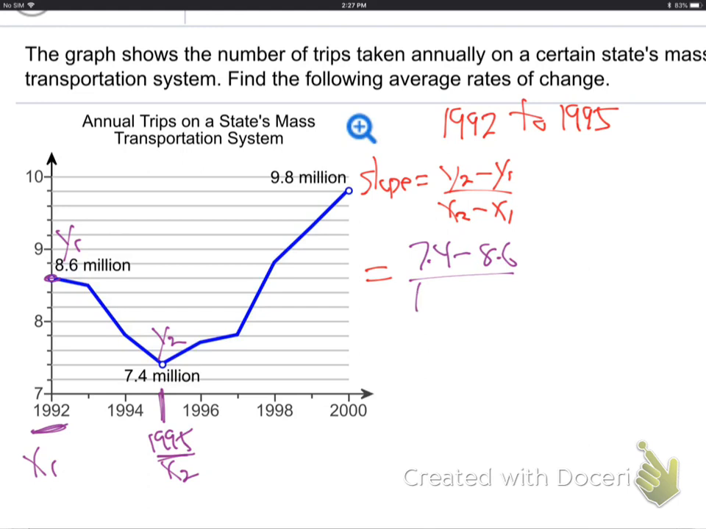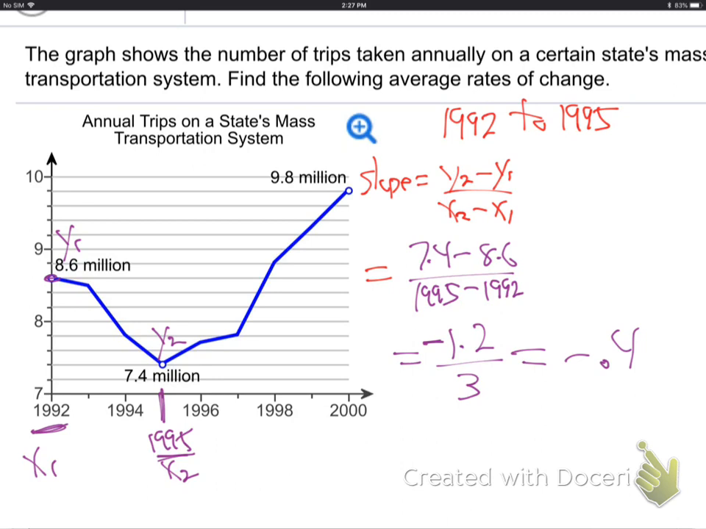And this is 1995 minus 1992. So what is that? Is it negative 1.2 over 3? Oh yeah, negative 0.4. That was the answer, wasn't it? Negative 0.4. 12 divided by 3 is 4. 0.4 in this case. Negative 0.4? So what does that mean?